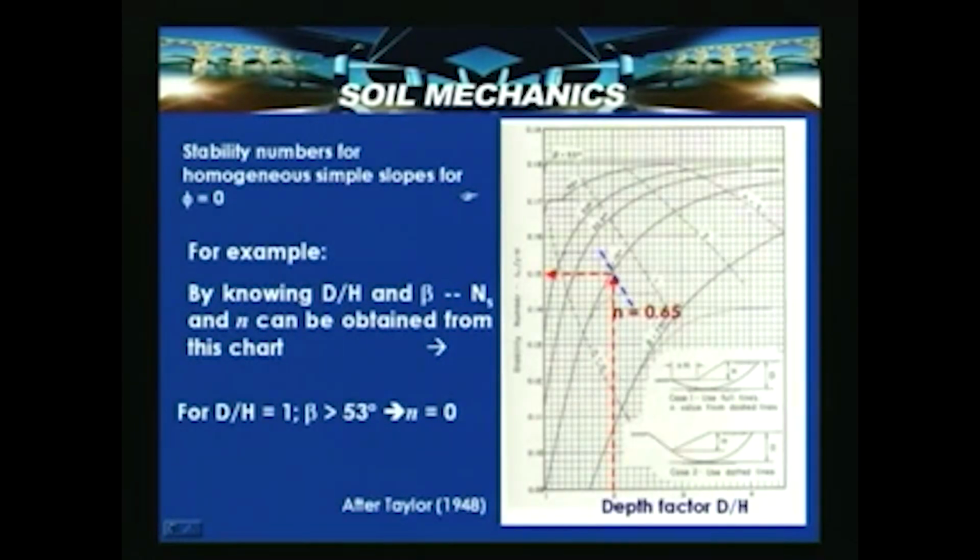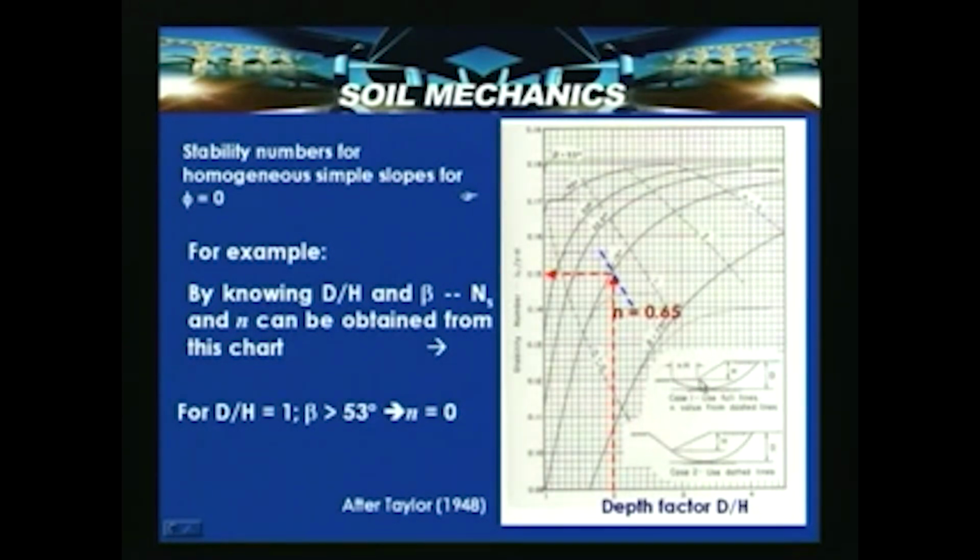So, this is indicated in this particular slide after Taylor 1948. Depth factor d by h is given and the stability number Cr by gamma h is shown here, with 2 cases. Case 1, use full lines, n value from dashed lines. So, this n value is nothing but n times h.